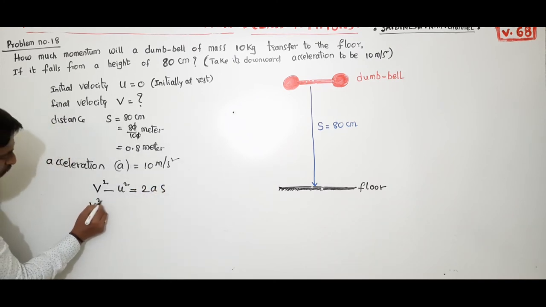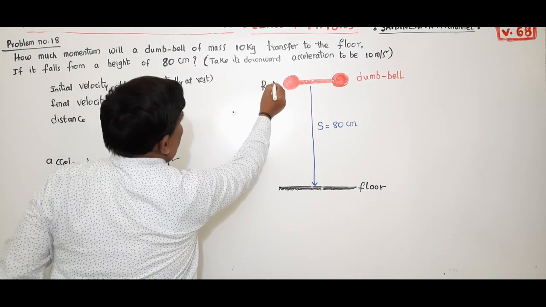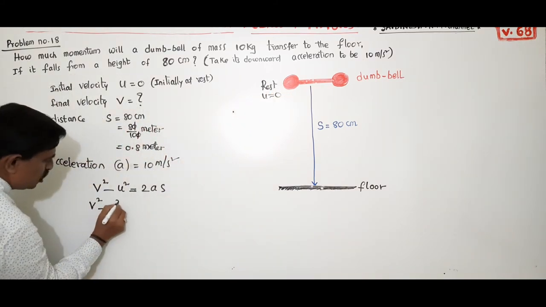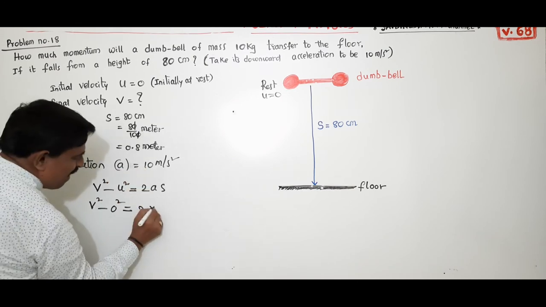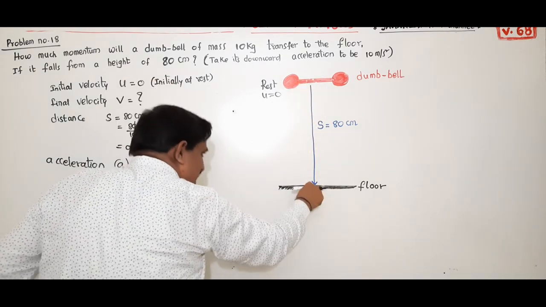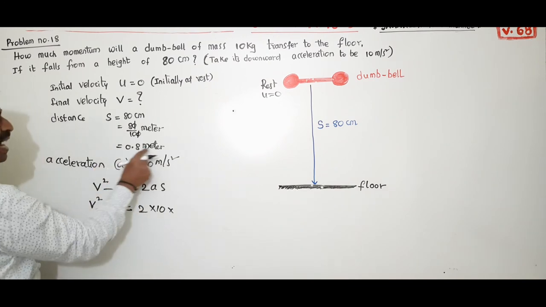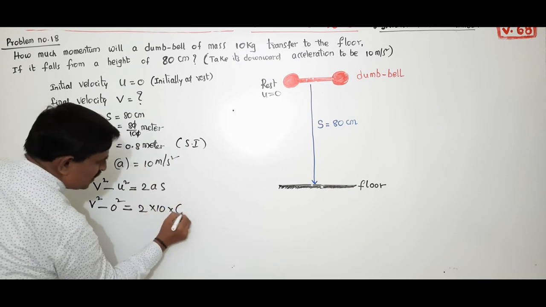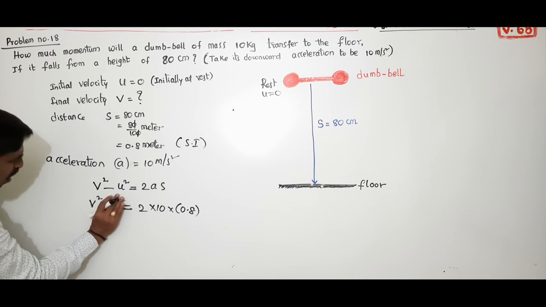We don't know the final velocity. Initial velocity, it is at rest. Rest means initial velocity 0. u means 0 square, 2 into a, a means acceleration 10. s means distance traveled, nothing but 80 cm, nothing but 0.8 meter. You have to take the SI unit. s means 0.8. 0 square means 0, so I am not writing 0.